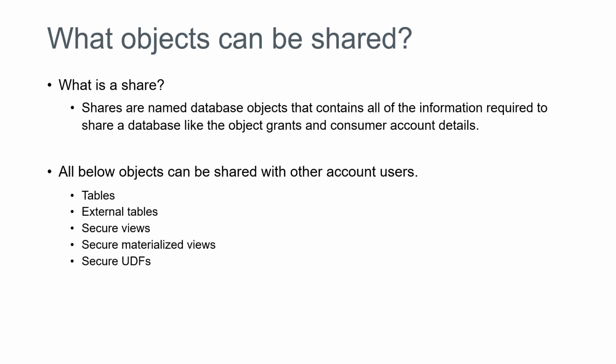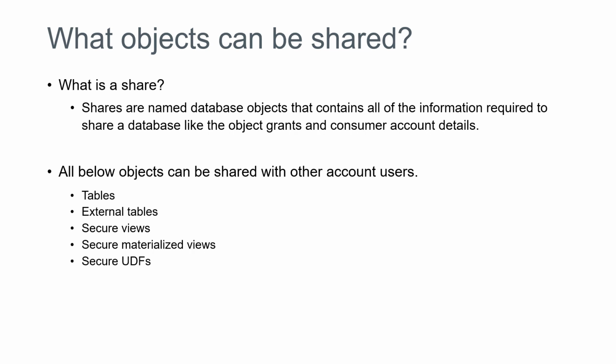So now my share object is holding all the grants I want to share, right? It is holding all the grants for the data I want to share. It can be a database, a schema, a table, or a view. At the same time, it will be holding the consumer account details as well. That means suppose I have a share and I have given all the grants to that share. Now I want to share the data with some consumer, so I have to add the consumer to that share.